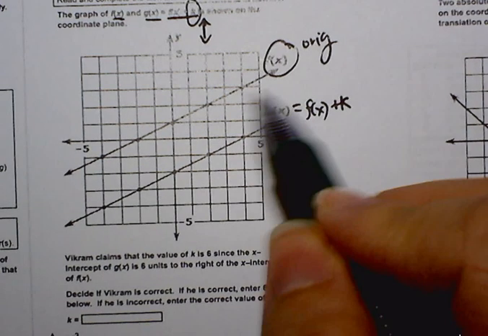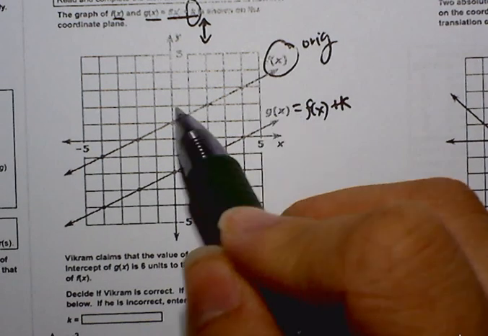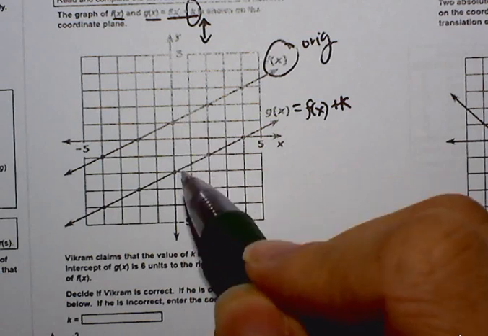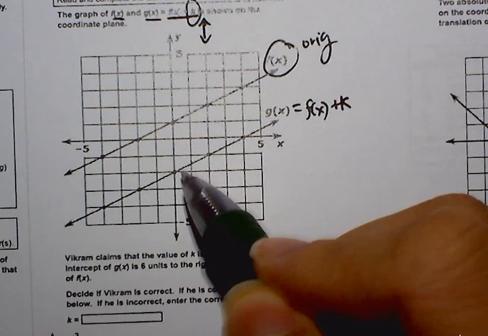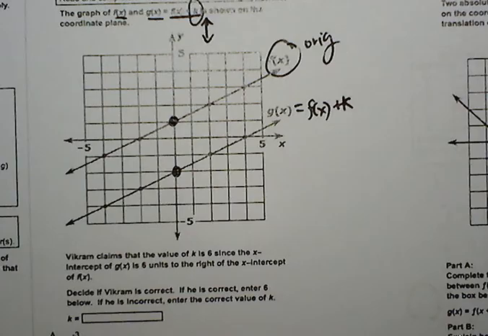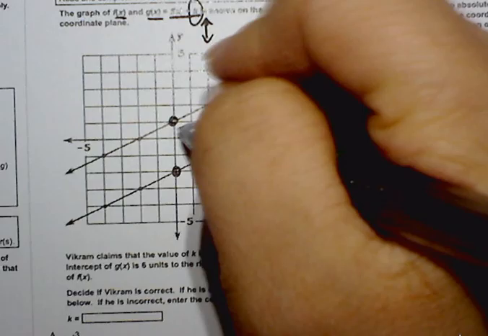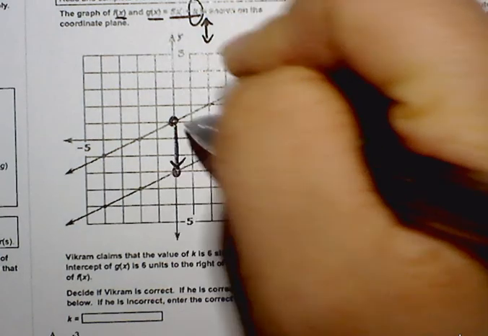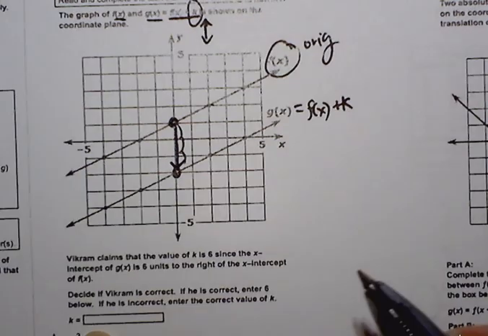What do you think happened from the original to the g? It shifted down 3? Okay, so pick any point, like this point. What happened? Did it move up or down? Down, how much? 3. 1, 2, 3. So what is k? Negative 3. Okay, what was Vikram thinking?